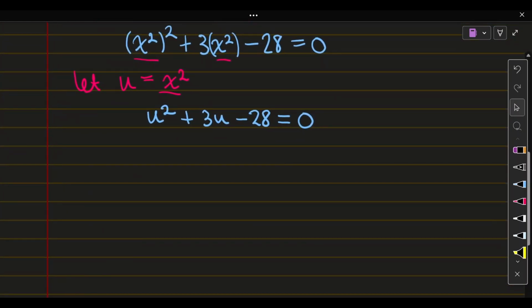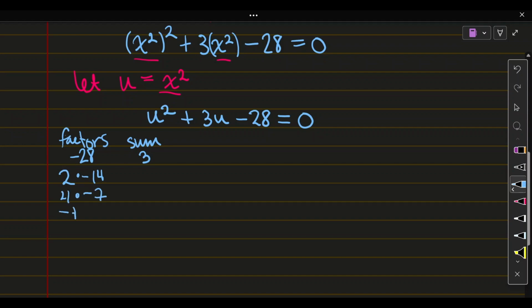And now this is just a quadratic equation that I know how to solve using a bunch of different methods, but me personally, I'll use target product, target sum. I want factors of negative 28 that add to 3. So my factors of negative 28, we got what? 2 and negative 14. We got 4 and negative 7. We got negative 4 and positive 7.